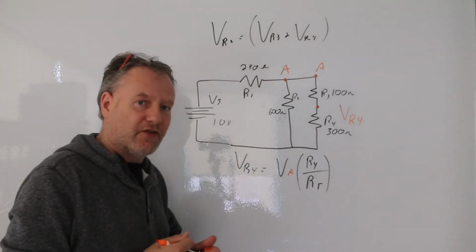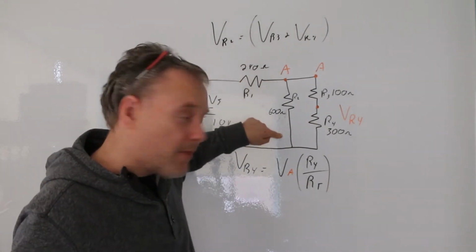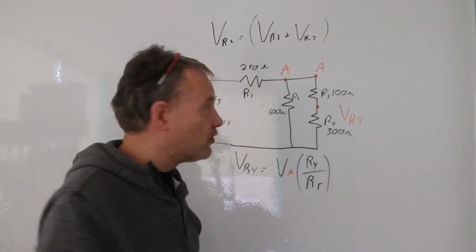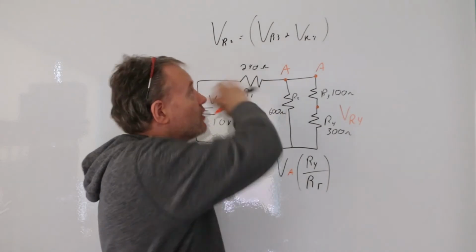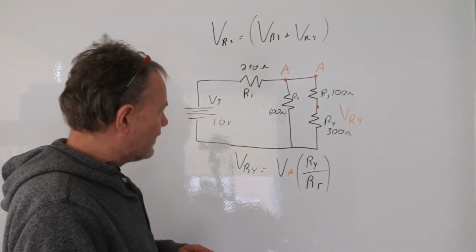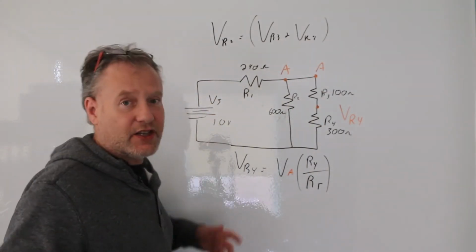The reason is because the voltage drop from here to here is the same as the voltage drop from here to here. So therefore the voltage drop of this plus the voltage drop of that is going to have to equal the voltage drop across that. So they're the same. Okay, good. So with that said and done, actually VA in this case is going to be 5 volts.